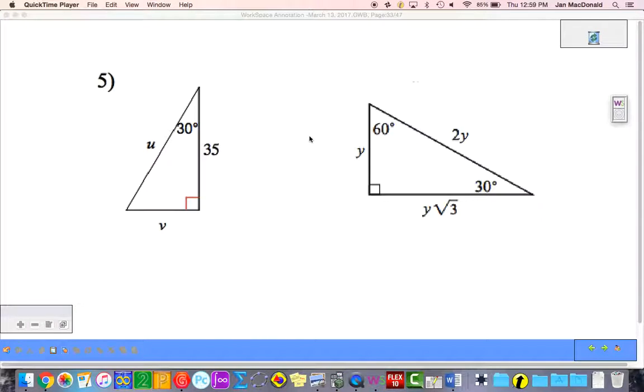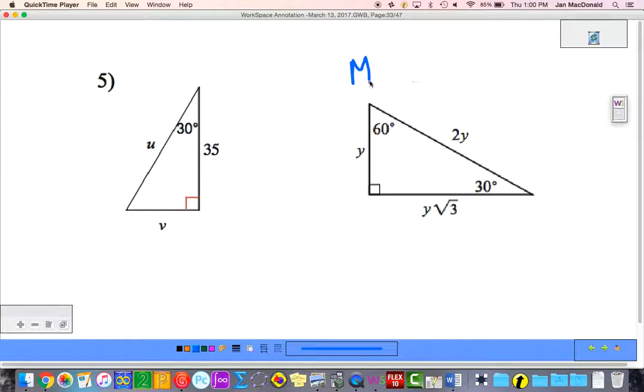Okay, let's take a look at number 5 on our review for the quiz. We're trying to find the missing sides in a 30, 60, 90 right triangle. Well, before we do that, let's take a look at our MCAS triangle, and let's identify the 3 sides of this 30, 60, 90 right triangle.